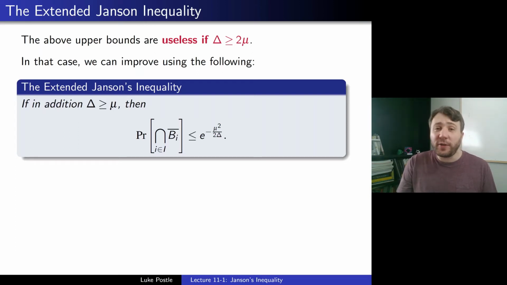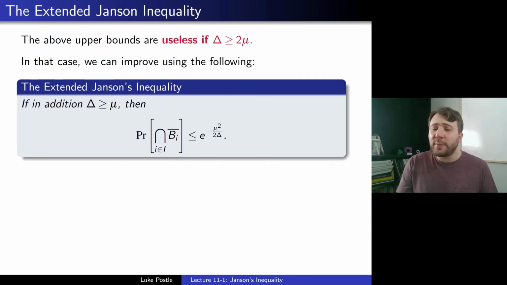If in addition to all the above, we assume that delta was actually at least mu, so we know that we're in this kind of larger regime, then we can instead use the inequality that the probability that all these Bi don't happen is at most e to the minus mu squared over 2 delta. So instead of just getting a mu plus a delta, this may be useful if delta is at least 2 mu, but maybe still smaller than mu squared. So if delta is smaller than mu squared, this will actually be rather useful. So in a somewhat larger regime, we can use this other inequality.